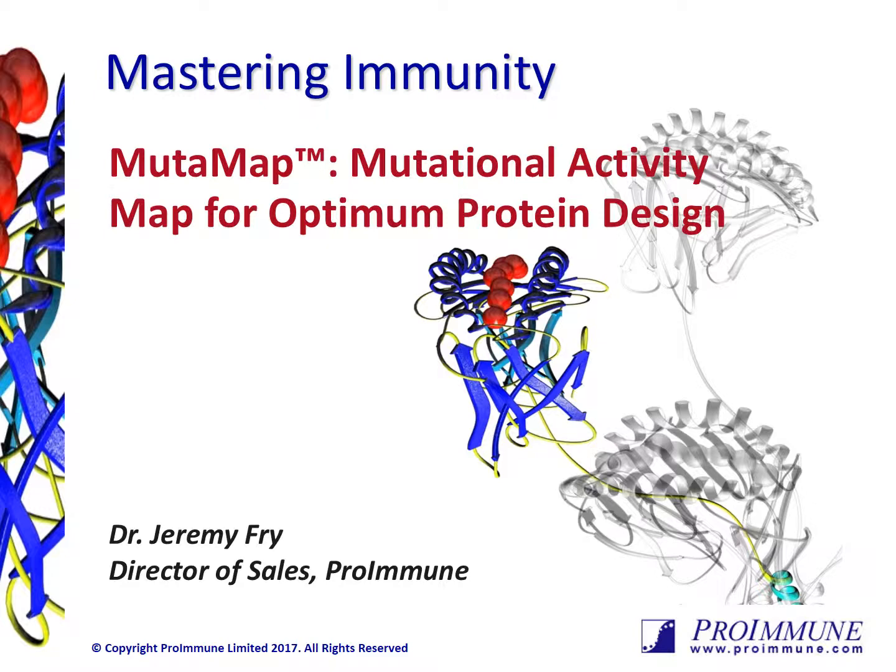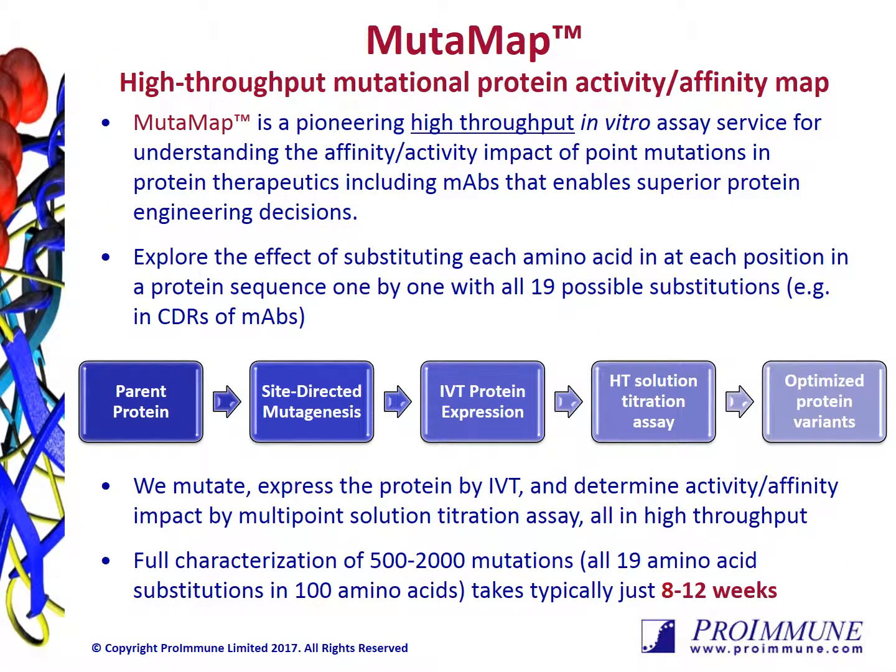MutaMap, a mutational activity map to enable superior protein engineering decisions. MutaMap is a pioneering, high-throughput in vitro assay service for understanding the affinity or activity impact of point mutations in protein therapeutics, including antibodies, that enable superior protein engineering decisions.